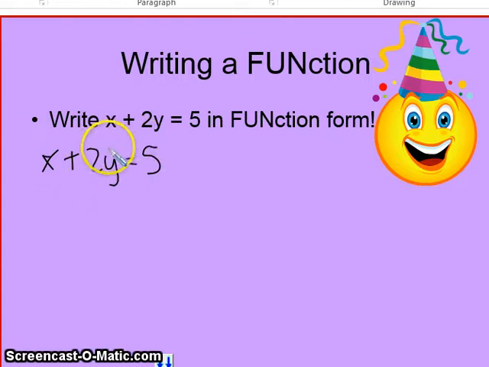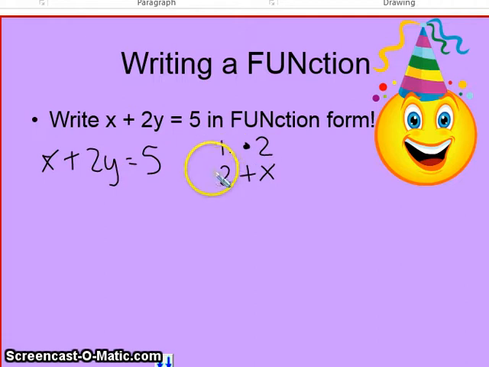y by itself. So we're going to use opposite operations to do that. And remember, we go in opposite of order of operations. So if I knew what y was and I knew what x was, the first thing I would do would be multiply by 2. 2 times y, get an answer. The next thing I would do would be to add x. So I'm going to do opposite operations in opposite order to get y by itself.